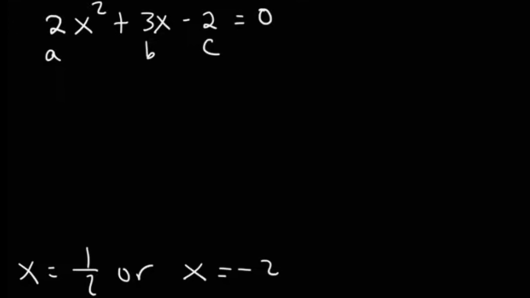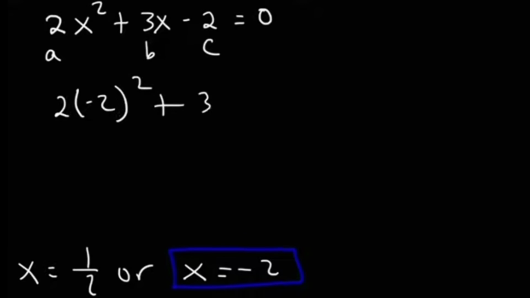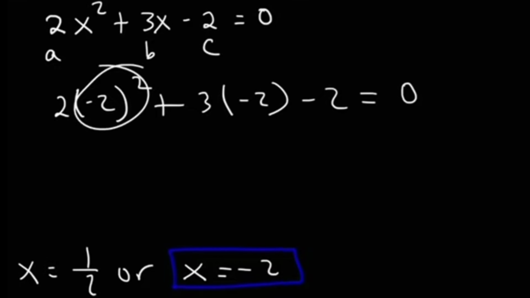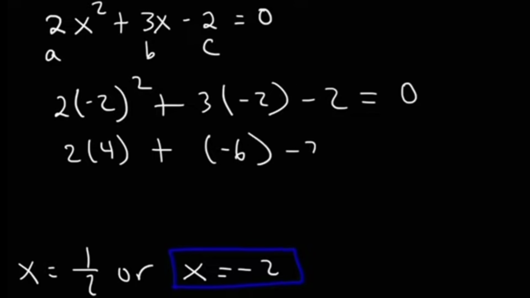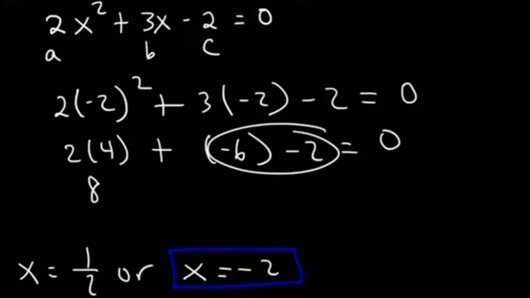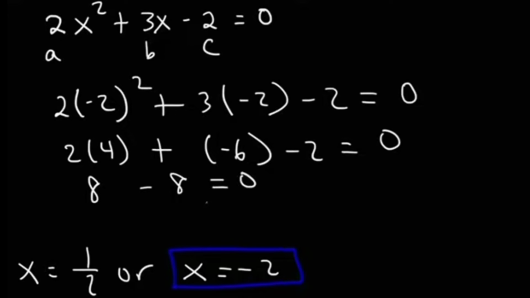To check your answers, just substitute the value of x to the given equation. 2 times negative 2 squared plus 3 times negative 2 minus 2 equals 0. Negative 2 squared is 4. 3 times negative 2 is negative 6. Minus 2 equals 0. 2 times 4 equals 8. Negative 6 minus 2 equals negative 8.